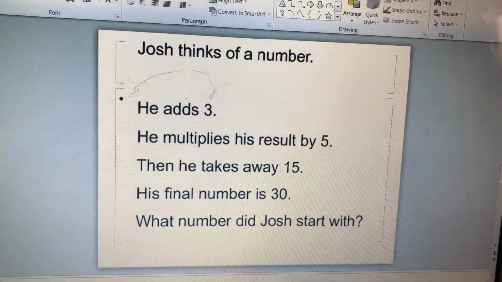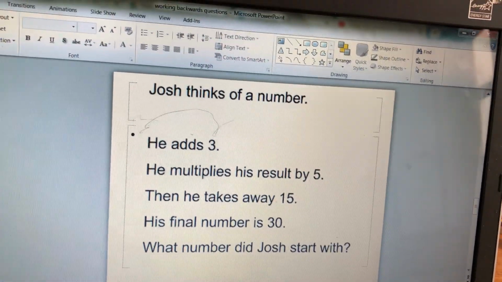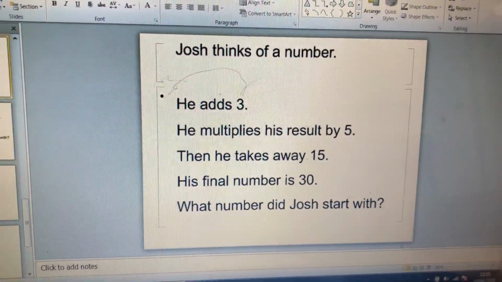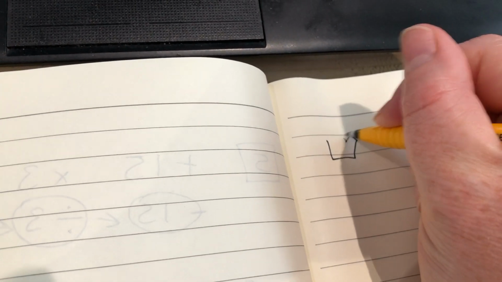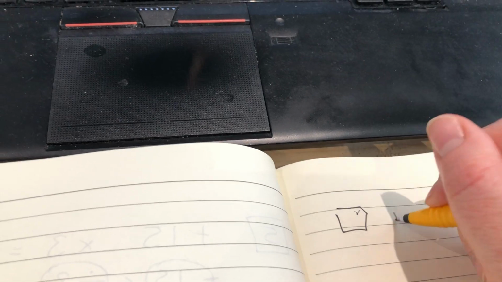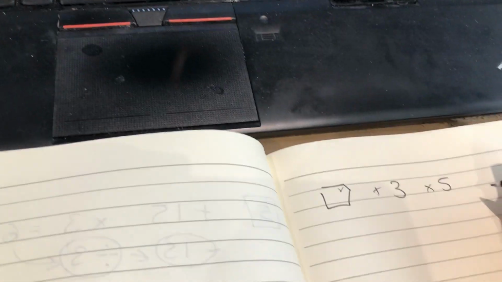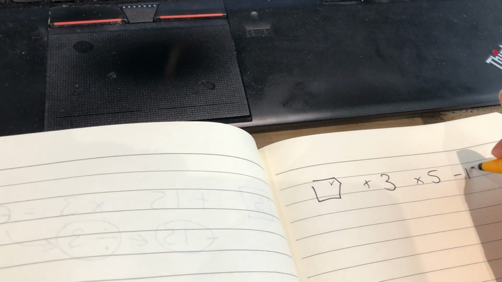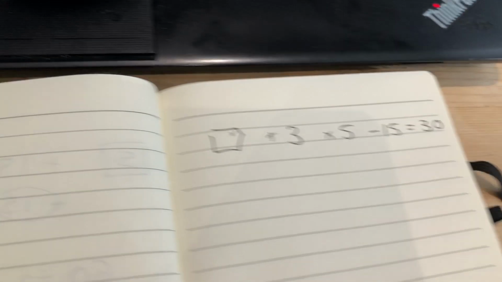So I'd read that again, because there's quite a lot of information to get your head around there. He thinks of a number, that's your empty box, don't know what that is. He adds 3, and actually you can do it like this. If you wanted to, you could write out what they say. So he adds 3, and then he multiplies that by 5. Then he takes away 15, and he's left with 30, okay?